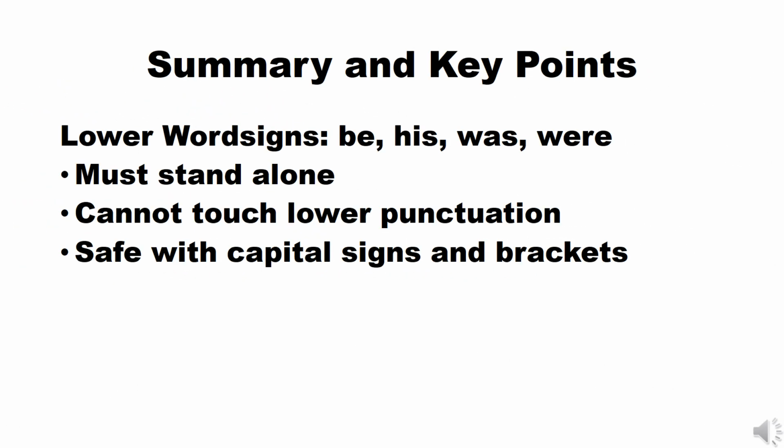In summary, here are the key points about lower word signs. The words be, his, was, and were are lower word signs in UEB. They must always stand alone, must never touch lower punctuation, and can be safely used with capital signs and brackets. Using them correctly improves reading speed and Braille efficiency.